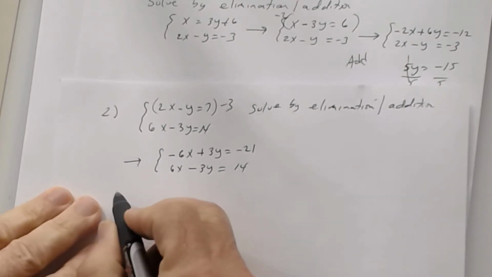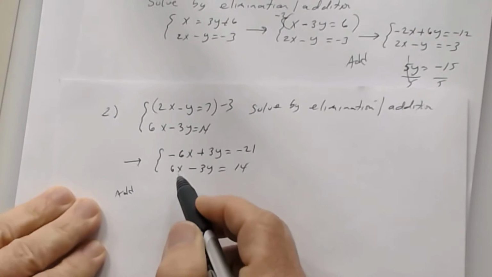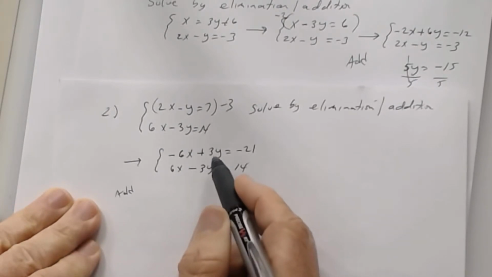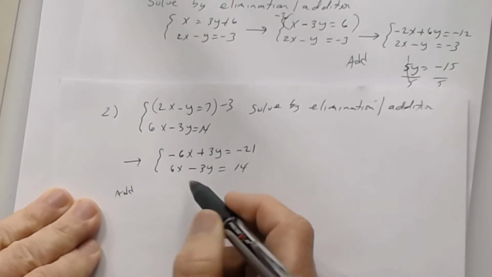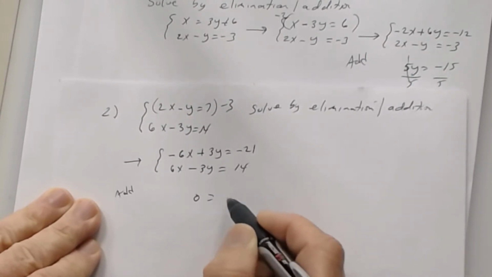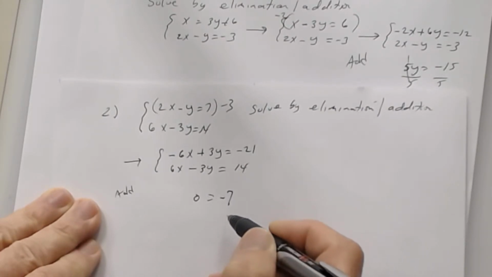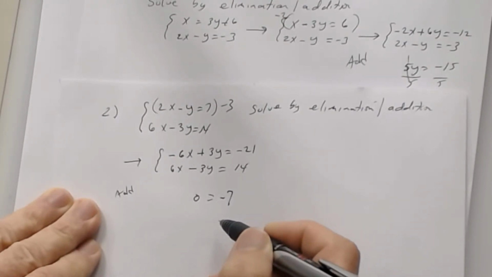Now what do I do? Add them. When I add these, -6x and 6x are eliminated. 3y and -3y eliminated. So that left side is what number? 0. The right side is what number? -7. So what can you tell me?